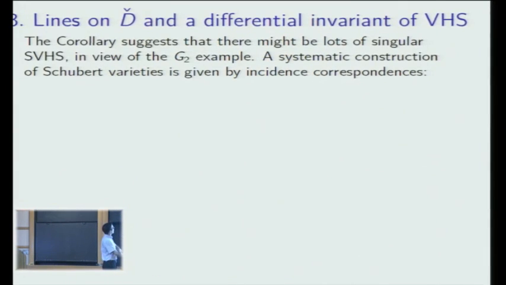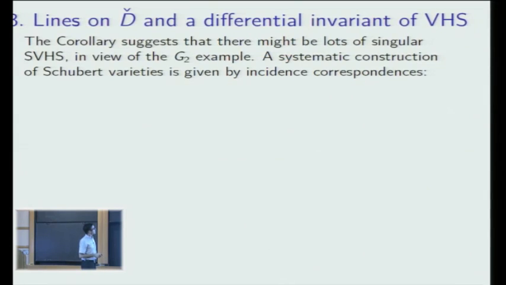Okay, so I want to go quickly through this because I want to make sure I get to the material on the boundary and have time to go through it more slowly. So the corollary suggests there might be lots of singular Schubert variations of Hodge structure because the G2 example was one where it was not a Mumford-Tate subdomain, so that means it's necessarily singular.